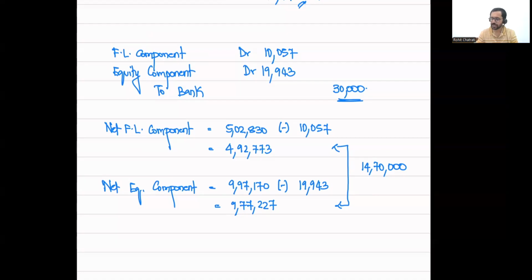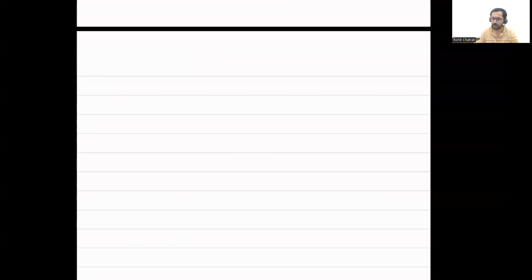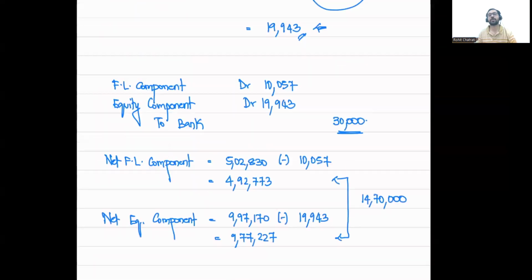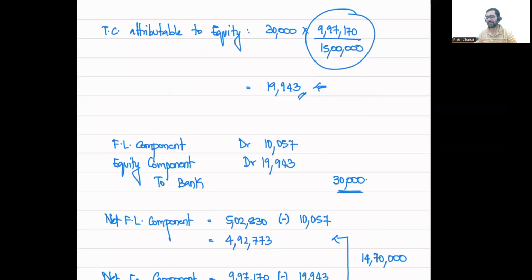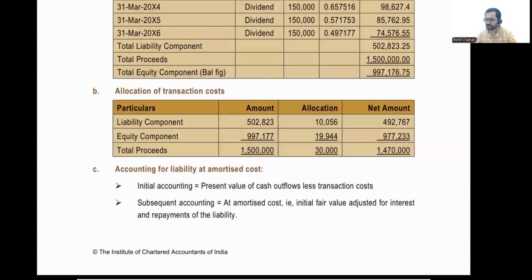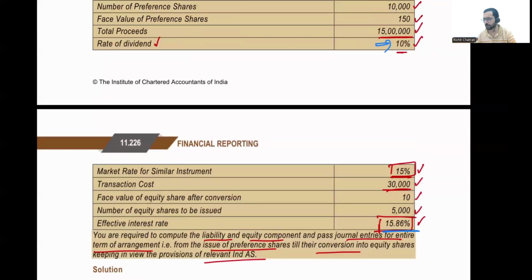Now, if we start preparing the liability schedule, let us actually prepare it. We will have years, and the beginning balance of liability. We are then going to recognize interest not at 15 percentage. In the previous examples, we were recognizing interest at the market rate of interest, but over here, we are going to recognize interest using the effective interest rate given in the question, which is 15.86.